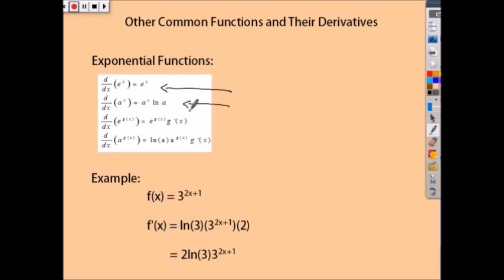The derivative of e to the g of x equals e to the g of x times g prime of x. The derivative of a to the g of x equals ln a times a to the g of x times g prime of x. For example, the derivative of f of x equals 3 to the 2x plus 1 equals ln 3 times 3 to the 2x plus 1 times 2.